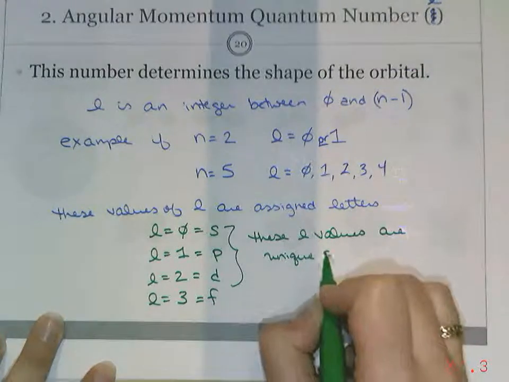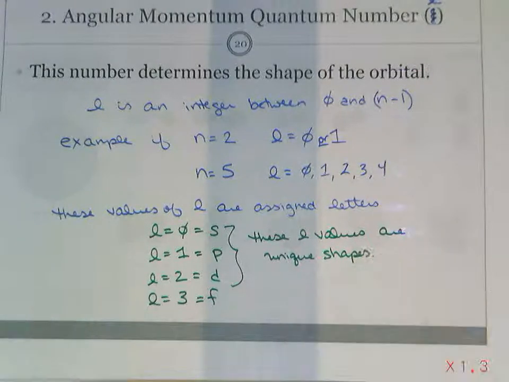So now I have a number / letter value. These L values are unique shapes. Is that supposed to go all the way to F, or is that only S, P, and D? Those are all the letters, S, P, D, F. I don't know how they picked it. That's what they went with. So we're not going to use G at all? For all the elements we're going to be concerned about, we just need to know these.